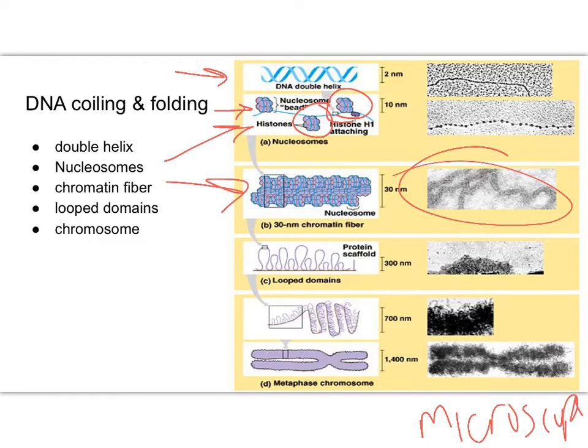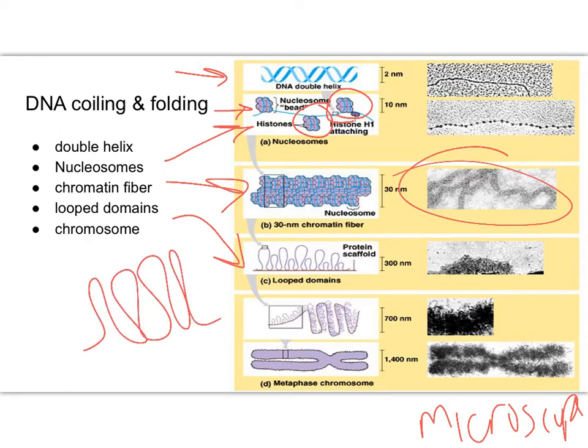And then these chromatin fibers will start looping on one another. You can see there's a protein base, and then it forms all those loops, just like villi do in the intestines to help increase surface area.